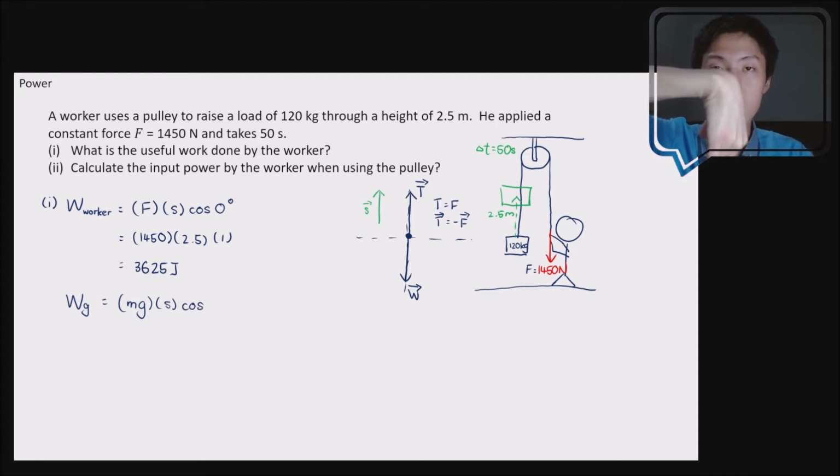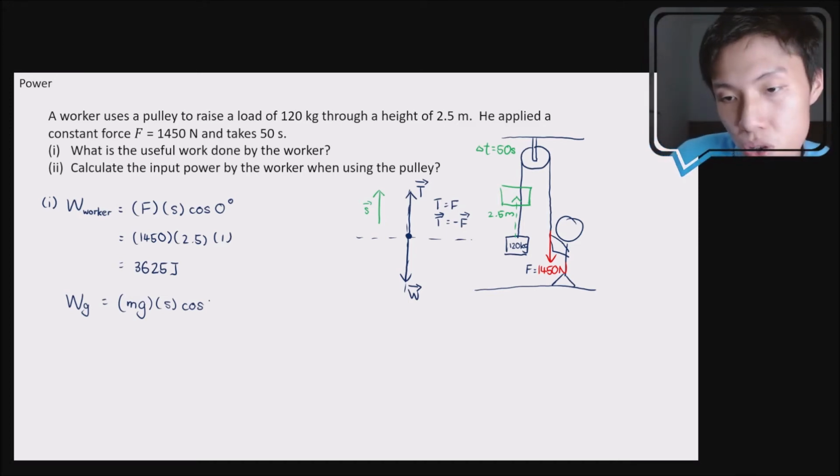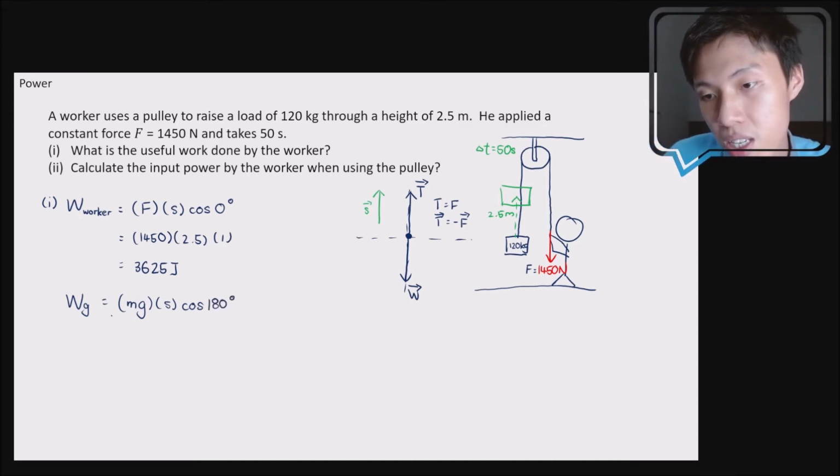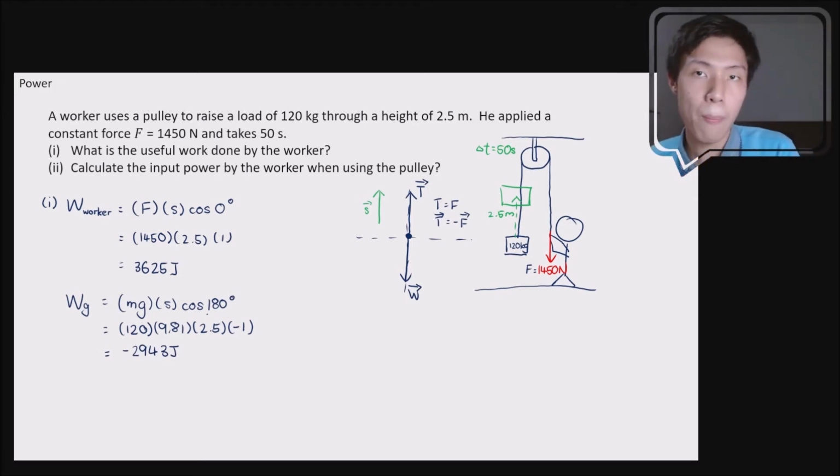The weight is down here, the displacement is going upwards, so the weight and the displacement are in opposite direction. So you should expect the angle between them to be 180 degree. So let's do our substitution. 120 kg mass, 9.81 acceleration due to gravity. The displacement is 2.5 meter, and cosine 180 degree is -1. So if you put all that in, you should get -2943 joule. So this is the work done by the gravitational force, or work done by weight.